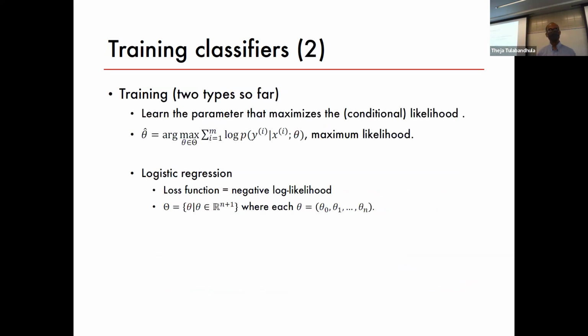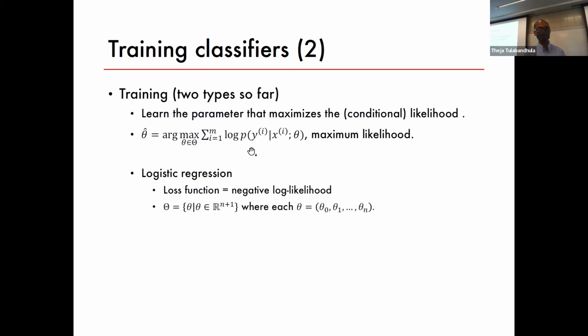Okay, let's switch gears and talk about training classifiers, in the sense that we're going to focus on the loss function. We have seen two types of models, decision trees and support vector machines, with different objectives. But this is the third one, where we learn the parameters that maximize the log likelihood, or rather the conditional log likelihood, conditional on the features.